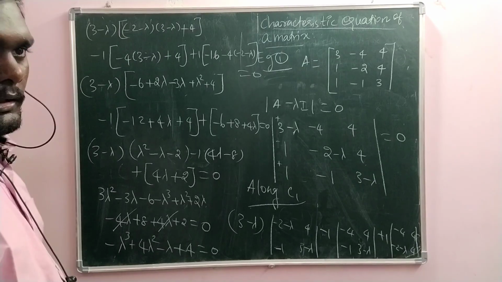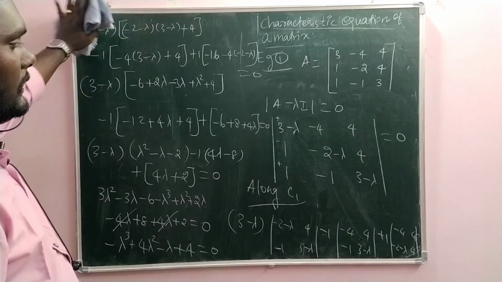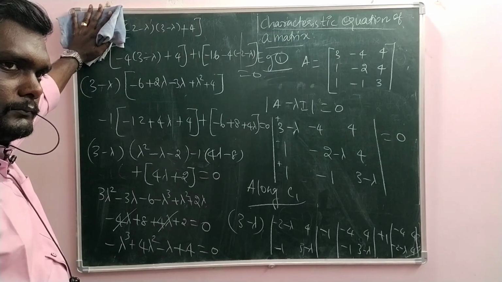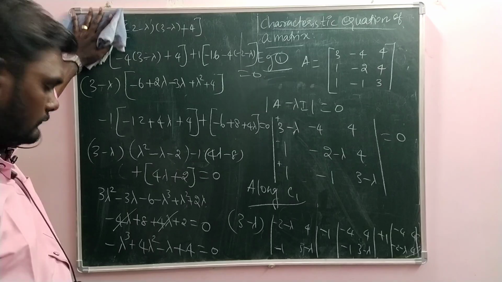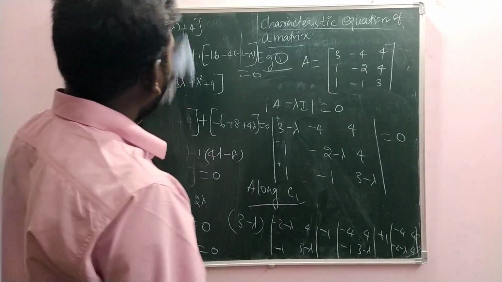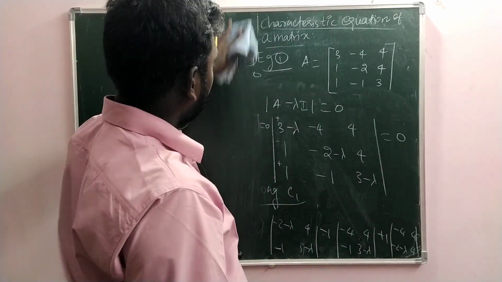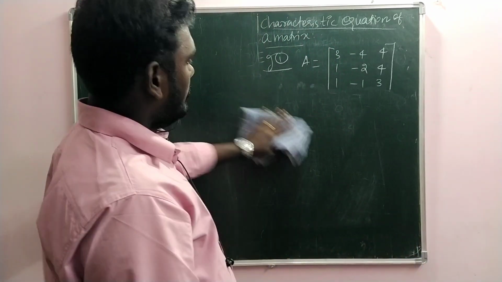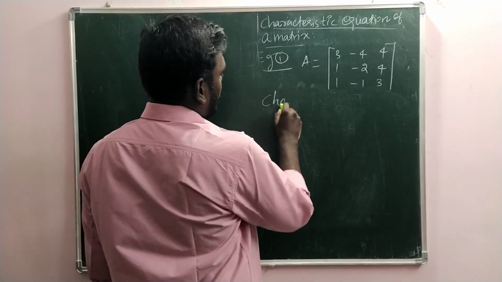Okay, this is how we should get the characteristic equation. But we have a shortcut. Have you noted down? We have a shortcut, man. What is the shortcut meant? Instead of doing like this, directly you can write the characteristic equation.